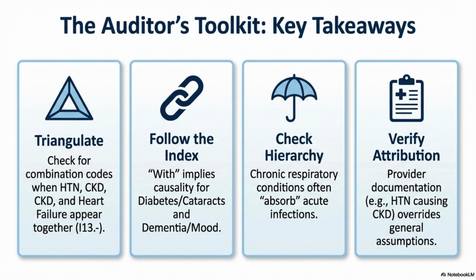We close with 4 essential principles. Follow the index. Triangulate combination codes for HTN, CKD, and heart failure. Verify attribution when documentation specifies a cause. Check hierarchy, especially in respiratory coding. These tools ensure consistent, defensible ICD 10cm coding.